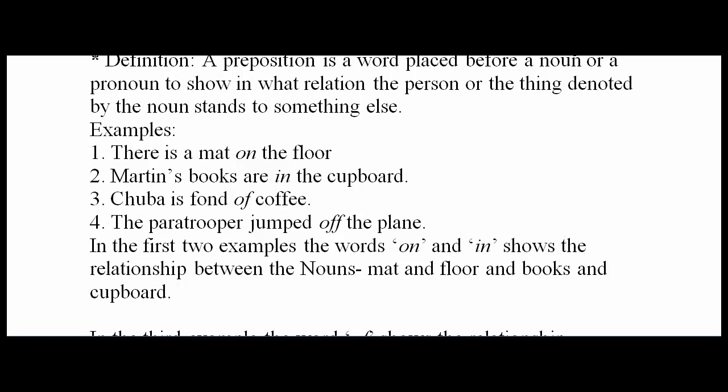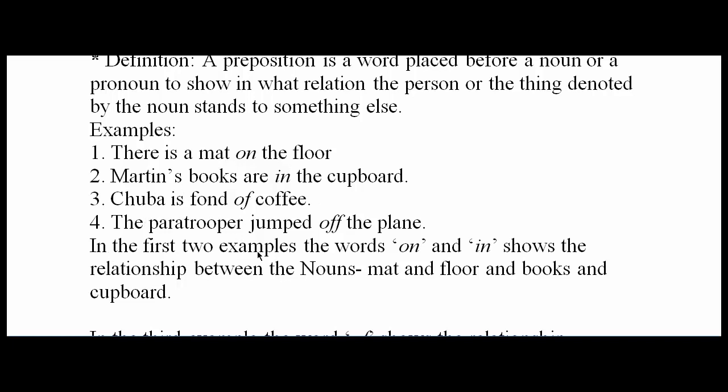The first example: there is a mat on the floor. Second example: Martin's books are in the cupboard. Third example: Chuba is fond of coffee. The fourth: the paratrooper jumped off the plane. Now, what are the prepositions on, in, of showing in relation to something else in the sentence? We will deal with this one by one.